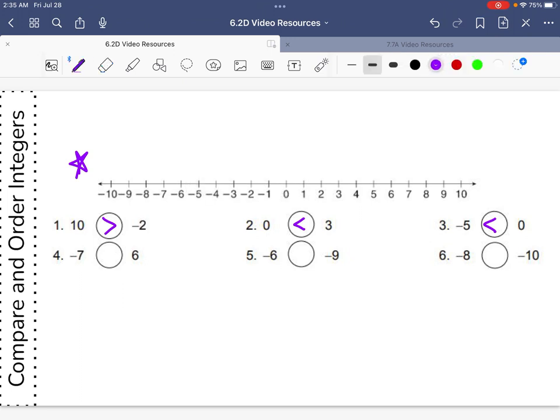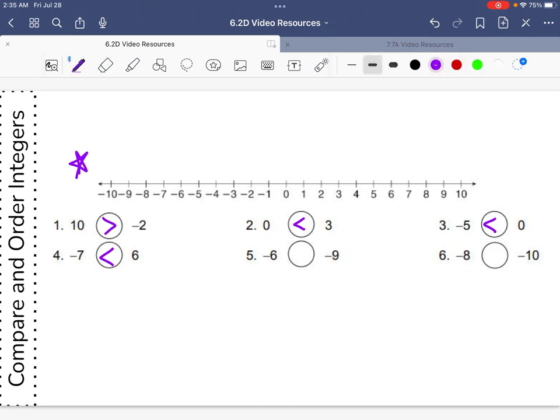So when you compared -7 and 6, you should have seen that -7 was 7 left of the 0, and 6 was 6 right of 0. So 6 was the greater value, so the inequality symbol would open towards 6.